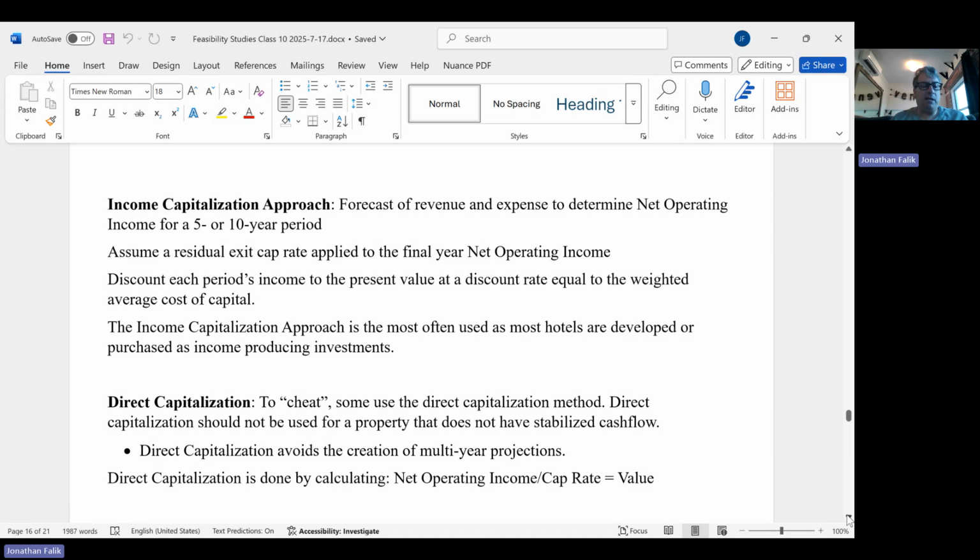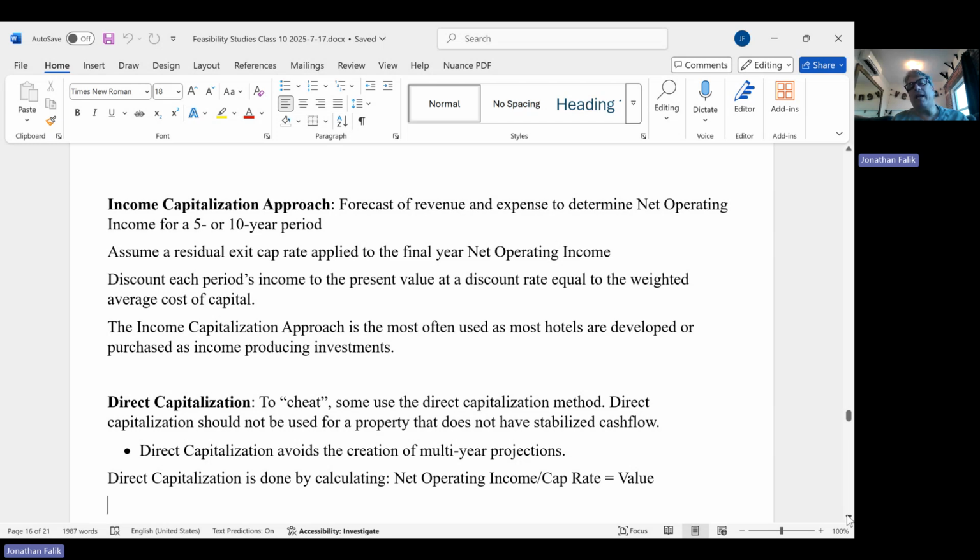So we come to the income capitalization approach, right? This is what we've been doing in our class. We're forecasting revenue and expense to get to net operating income. Normally it's done for a 5-year period or a 10-year period. We're assuming a residual cap rate, an exit cap rate, on the final year of net operating income. And then we discount each period's income back to today at a discount rate equal to the weighted average cost of capital, right?